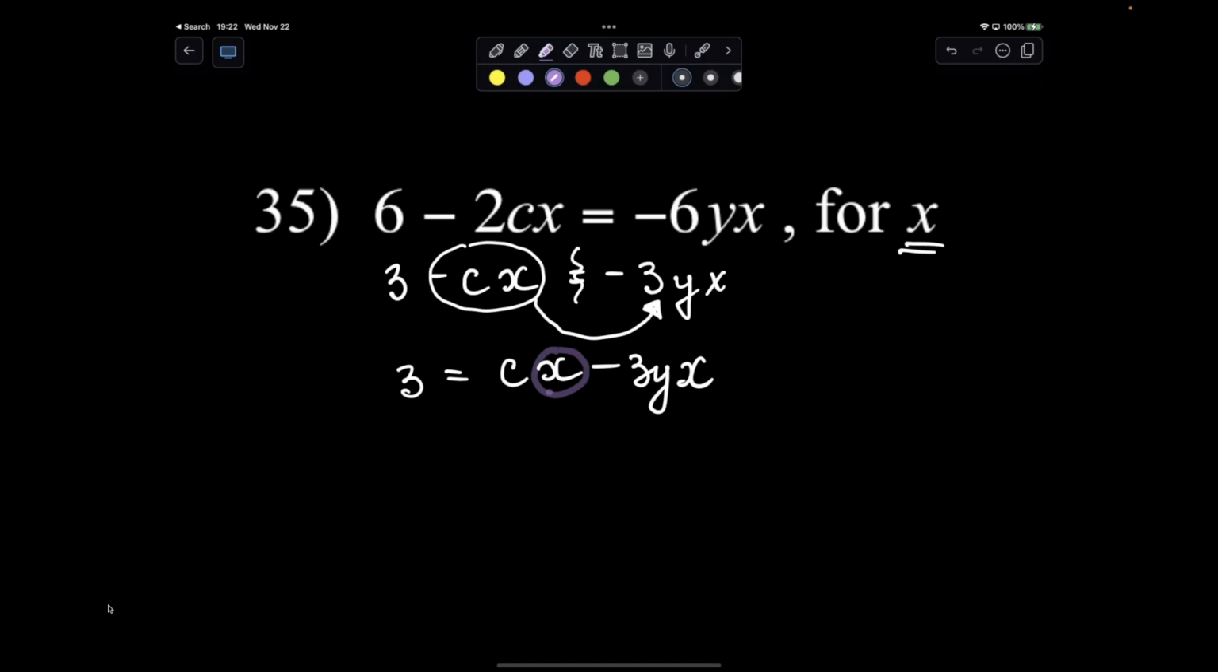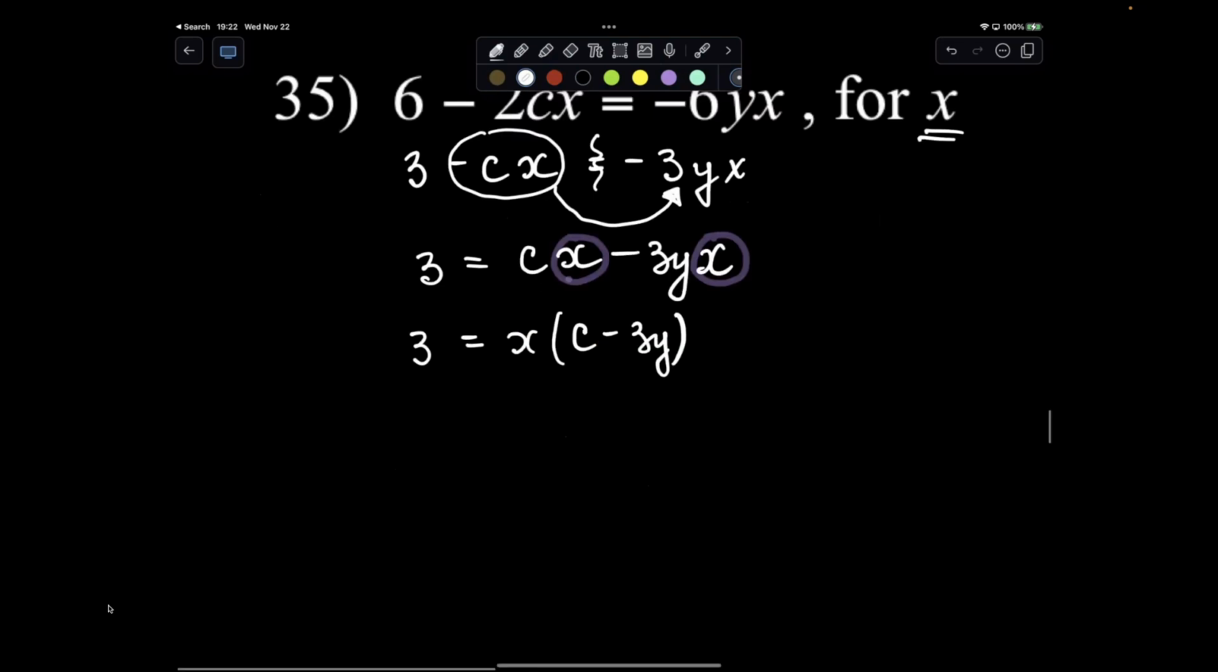Now, x and x. I'm going to factor it out. 3 will be equal to x, factoring out c minus 3y. And then, since I'm after x, it's a ratio of the answer to the factor of x, c minus 3y. And technically, you don't have to put brackets. You can just say this.